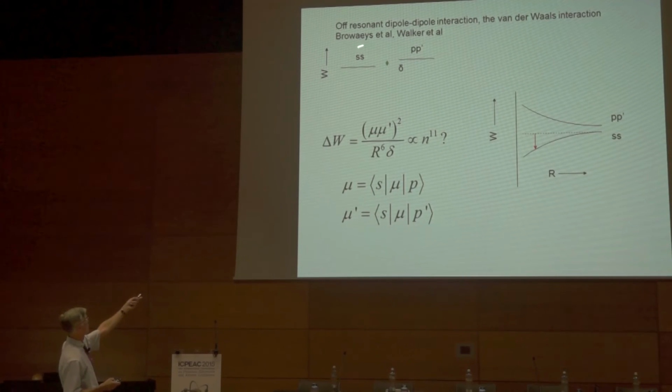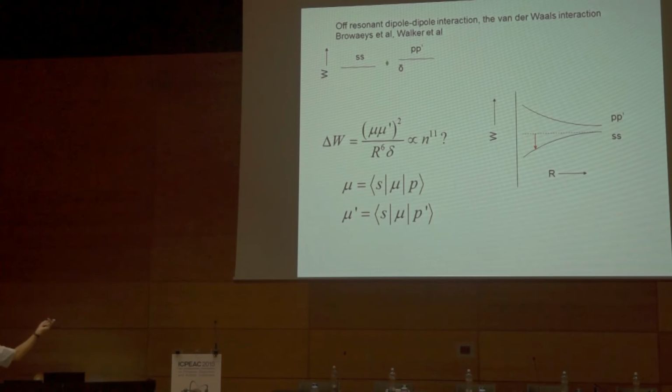So for example, here is SS and here's PP prime. They are separated by an energy delta, and the van der Waals shift of this SS prime state, which you can reach with the laser, looks like this. It's just the dipole-dipole interaction squared divided by this detuning. And this, okay, roughly scales as n to the 11th.